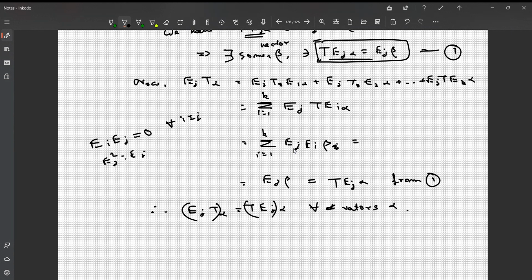So if these linear operators, Ej T and T Ej, have the same image over all the vectors alpha coming from the vector space V, then that necessarily implies that they are identical. Ej T equals T Ej, so they commute. Clear? Is it clear? I guess it's clear.